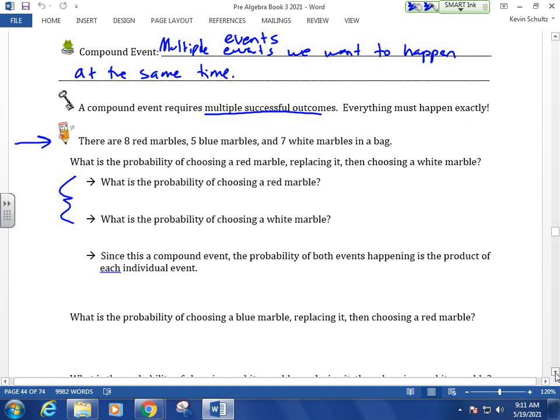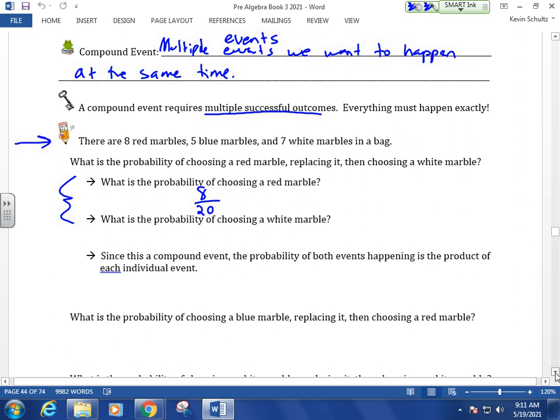What is the probability of choosing a red marble? Just a red one. 8 red marbles in a bag. If you add all those numbers together, there are 20 total: 8, 5, and 7. So what's the probability of just picking a red marble? Aiden? 40%. As a fraction, please. 40 over 100, or 8 over 20. Yes, thank you. We could simplify this or write it as a percentage, but we're going to keep it like this for now. The probability of choosing just a red one is 8 out of 20: 8 red marbles, successful outcomes, out of 20 possible outcomes.